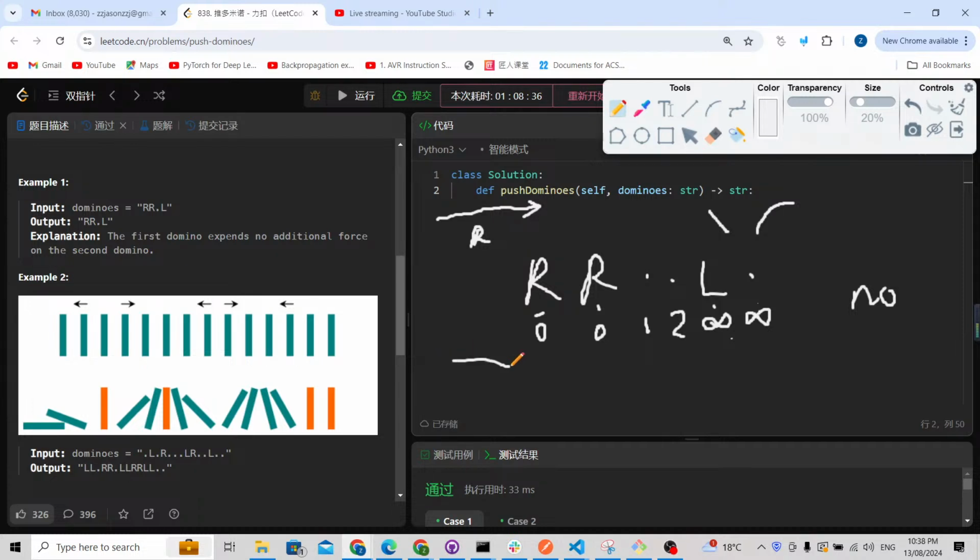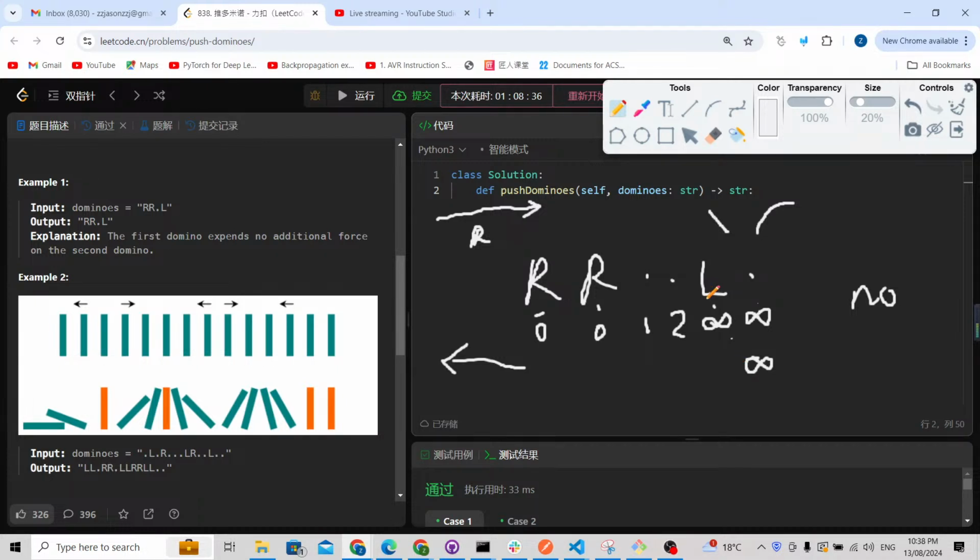And now we're going to start the second loop. The second loop is going to start from the right to the left side. So we're going to check the influence from the L. It means the force from the left side. So for this dot, is there any influence from the left side? There's no L. If there's no L, what are we going to do? We're going to set it to be infinity, right?